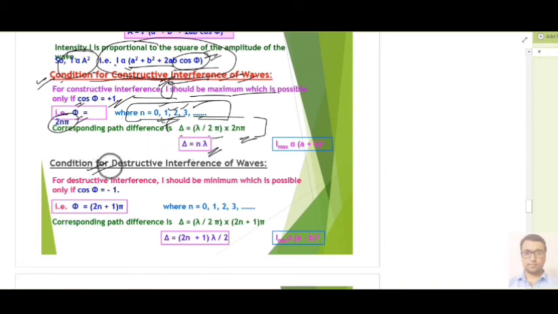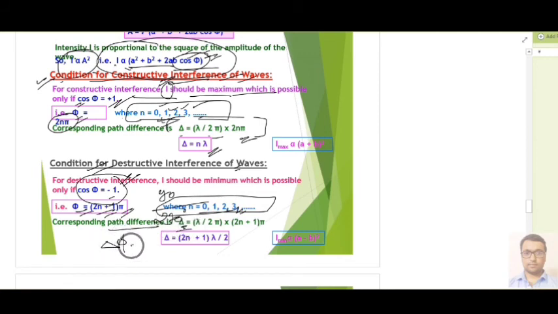Now we have the conditions for destructive interference. We know that minimum intensity will occur when cos phi is minus 1 in this expression, and for that phi should be (2n plus 1) into pi, for n equal to 0, 1, 2, 3 etc. Corresponding to that we can calculate the path difference.